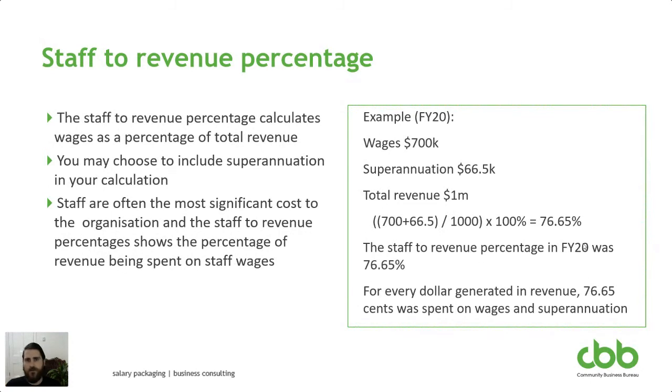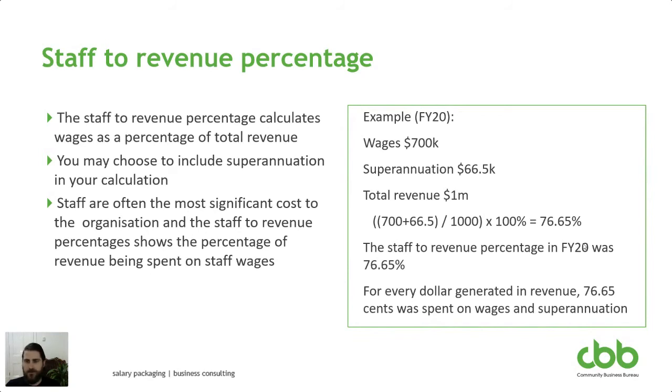So how do we work out the staff to revenue percentage? Quite simply, we look at the wages, and if you're including super as well, and divide those items by total revenue. So in this example, we have wages of 700,000, superannuation of 66,500, and total revenue of $1 million. So 766,500 divided by $1 million gives us a percentage of 76.65%. So in this example, the staff to revenue percentage in FY20 was 76.65%.